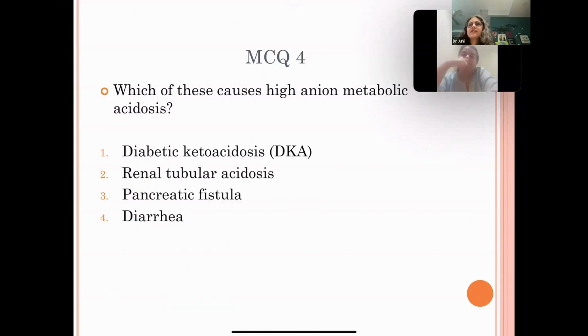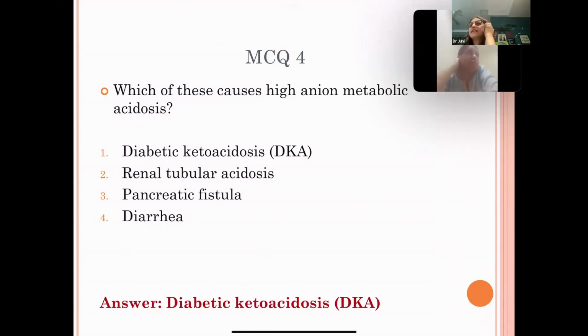Fourth, which of these causes high anion gap metabolic acidosis? Try to remember the mnemonic, and the options are DKA, renal tubular acidosis, pancreatic fistula, diarrhea. So iPhone answered option 1 and Mansoori answered option 4. Out of 4, 3 candidates answered 1 and 1 candidate said 4. Okay. So you need to remember the MUDPILES, okay? DKA. So the answer is diabetic ketoacidosis. The other 3 are the answers for the non-anion gap.